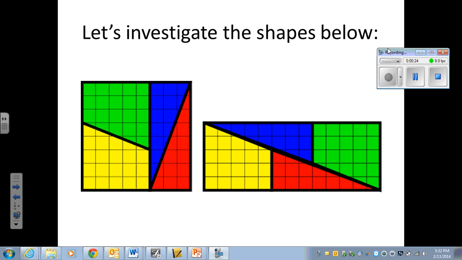Shapes kind of remind me of Blokus. Has anyone played Blokus before? If not, it's a pretty fun game.